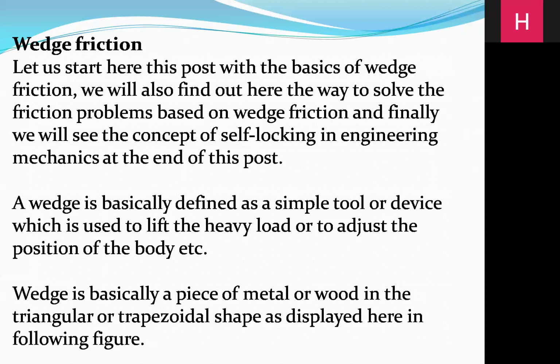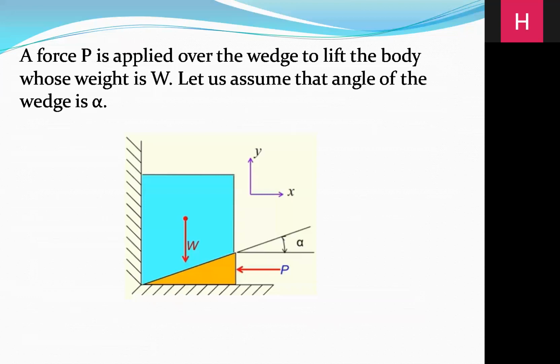You can take a wedge of any piece, mainly metal or wood, in a triangular or trapezoidal shape according to our wish, and it depends upon the object. The wedge is nothing but a basic simple tool we use to lift up heavy loads. It mainly gives support to the heavy loads. So here we are going to define the problem.